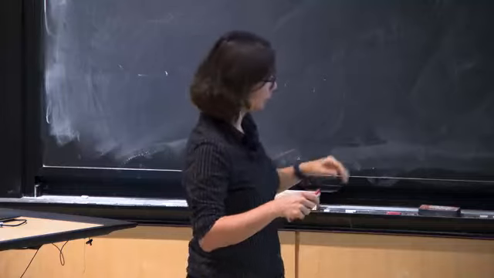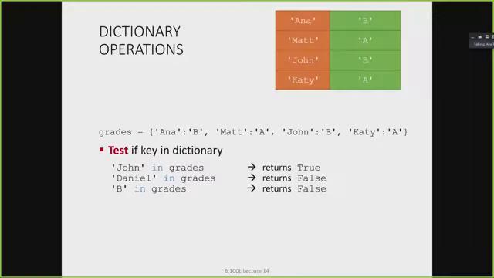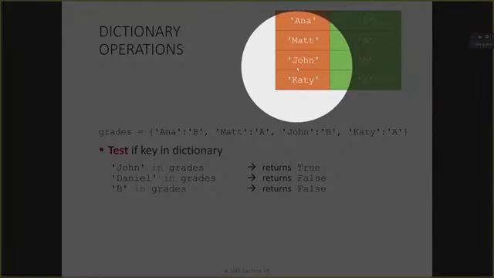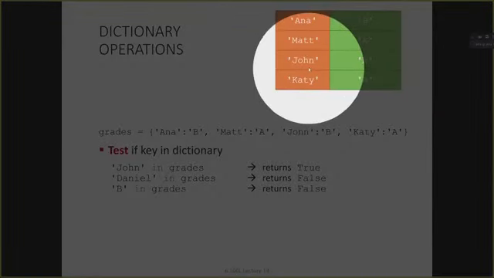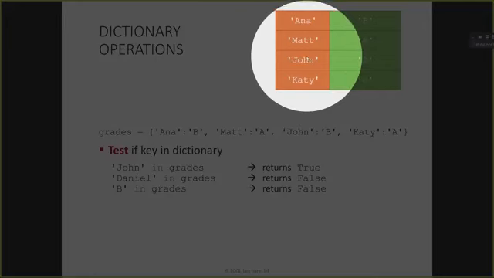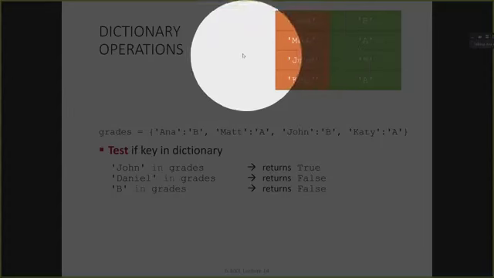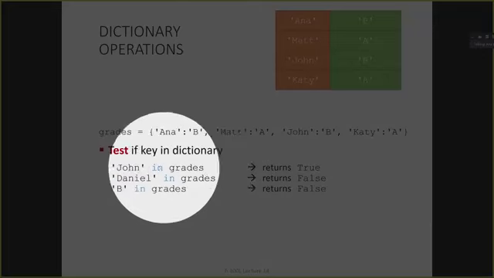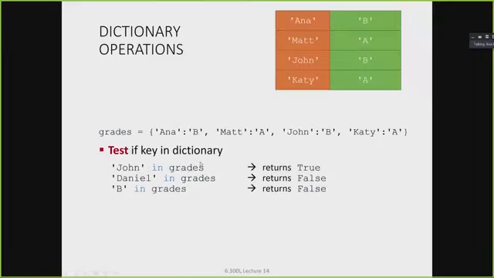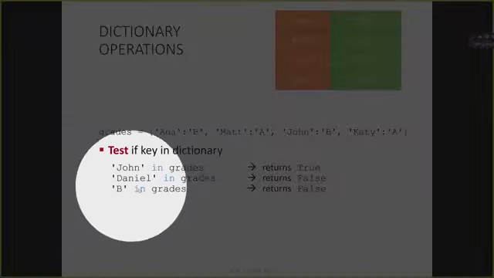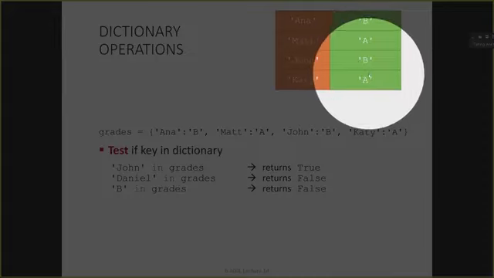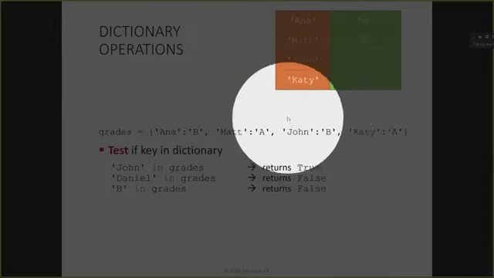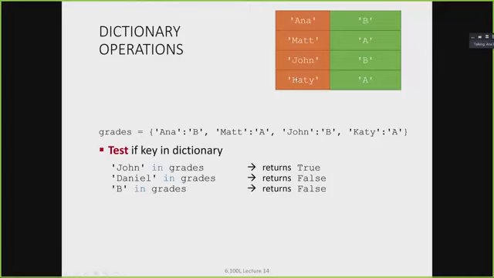So if I have the expression, the string John is in grades, Python only looks at the keys and says, yep, there it is. I don't care what value is associated with it. I just care that it's in my keys. So this entire expression here, John in grades, will evaluate, so be replaced with True. Daniel obviously is not in my dictionary keys, so it returns False. B is not in my dictionary keys, even though it's in my values, it still returns False because it only looks at the keys.